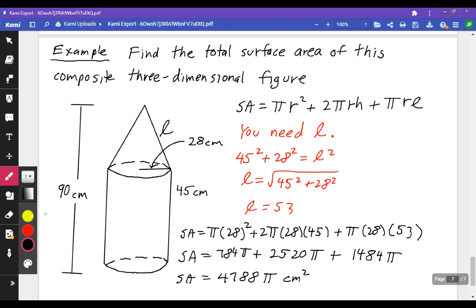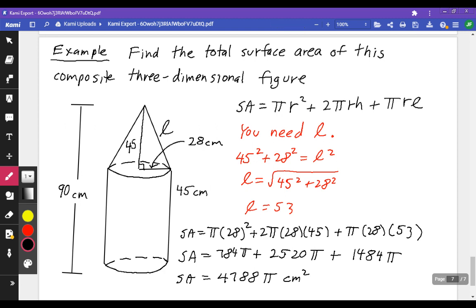And so if you look at the top cone part, let's get that L by drawing in the right triangle that we all know about. So you can draw this height. And we know that's going to be 45 because the total height of that composite figure is 90. Take away that 45 from the cylinder. So we know that this part right here is 45. That's going to be the height of the cone.